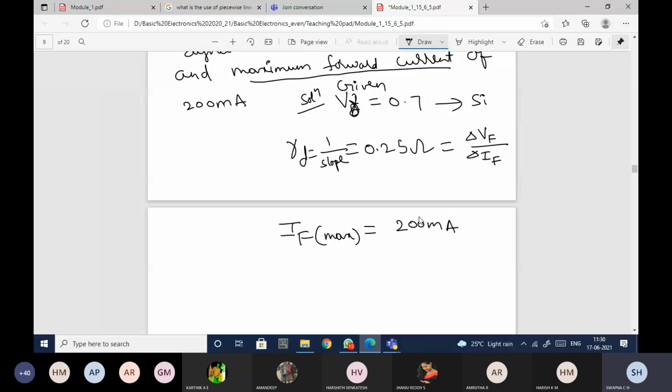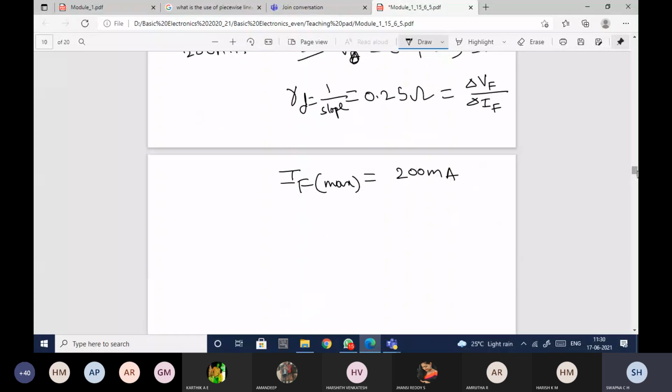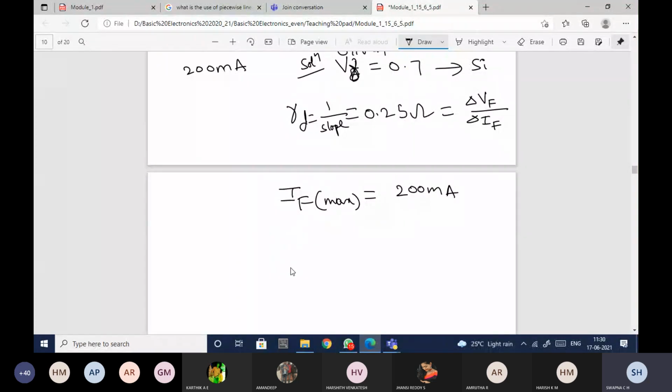This given data, I need to construct the piecewise linear characteristics. Coming to the piecewise linear characteristics, it is a straight line approximation. Straight line approximation in the sense you need to plot. See, as he has mentioned, silicon is 0.7. So from 0.7 I need to plot a line. It is a straight line approximation. So I need to draw a straight line with the dynamic resistance equal to 0.25. From this I can find the slope of the straight line. Slope will be equal to 1 by RD.